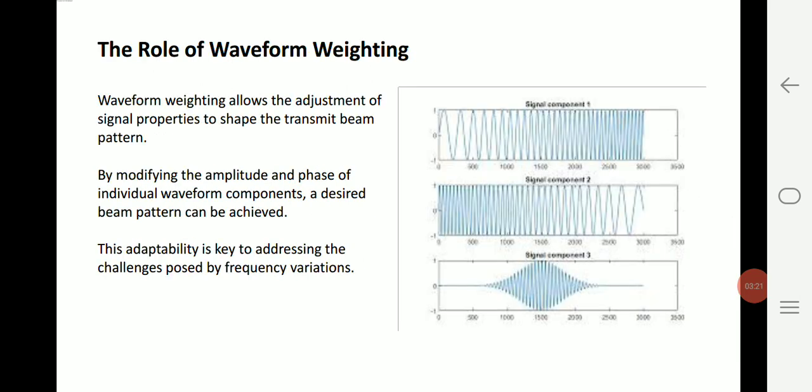The role of waveform weighting. Waveform weighting allows the adjustment of signal properties to shape the transmit beam pattern. By modifying the amplitude and phase of individual waveform components, a desired beam pattern can be achieved. This adaptability is key to addressing the challenges posed by frequency variations.